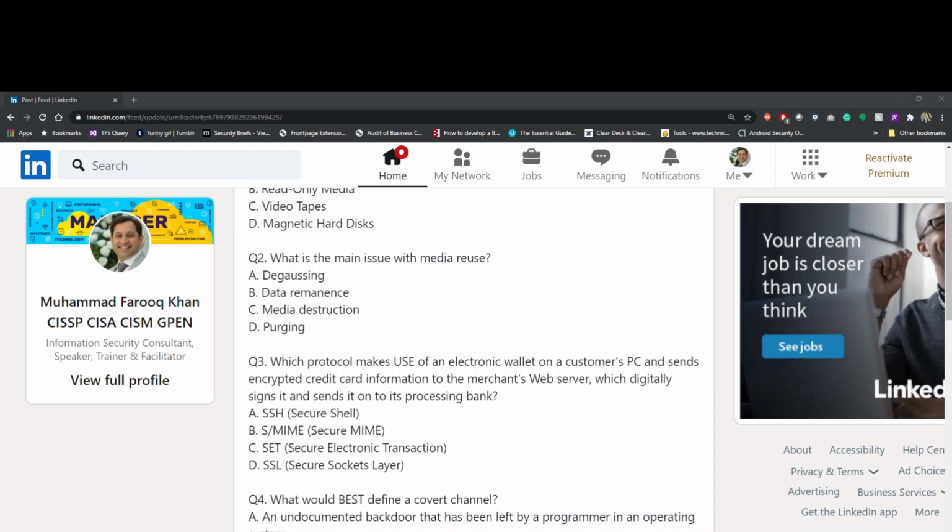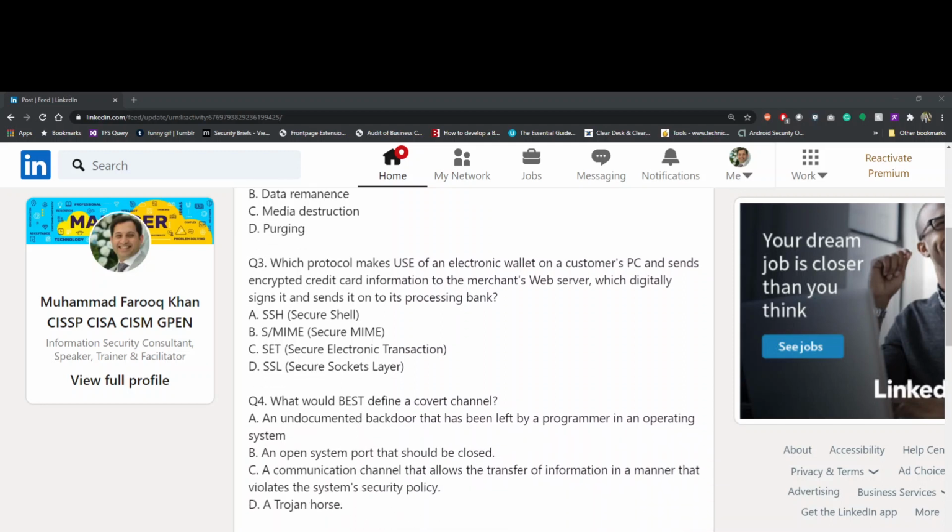Question number 4. What would define a covert channel? Okay, let's take a look at the options. Option A, an undocumented backdoor that has been left by a programmer in an operating system. The question is basically asking you to provide the best definition of a covert channel. So we are looking for a definition here. A backdoor can be used to send and receive the information, but that's not the definition of a covert channel.